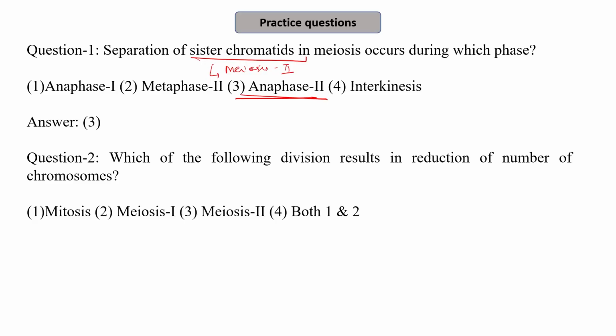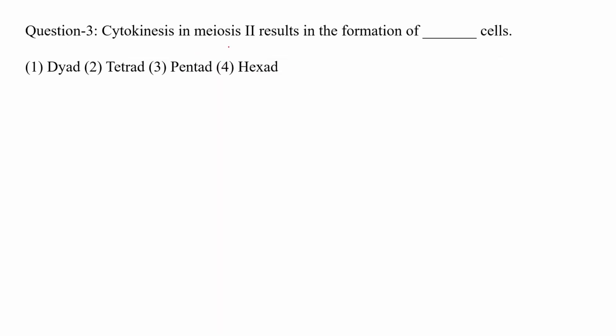The second question is, which of the following divisions results in the reduction of the number of chromosomes? It is meiosis 1 that leads to the reduction in the number of chromosomes. In meiosis 1, there is a separation of homologous chromosomes, resulting in the reduction of the chromosomes. Next is, cytokinesis in meiosis 2 is followed by the formation of tetrad cells, that is, the 4 haploid cells are formed.